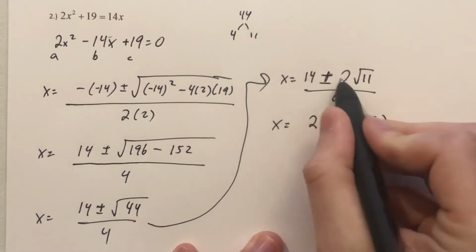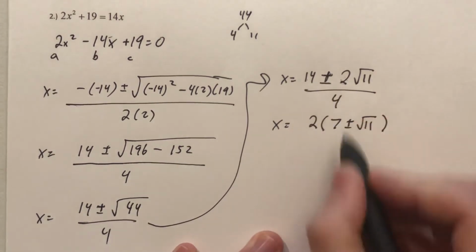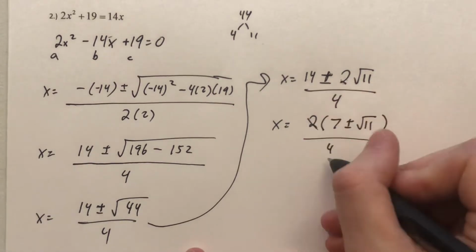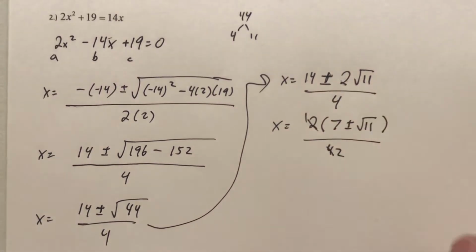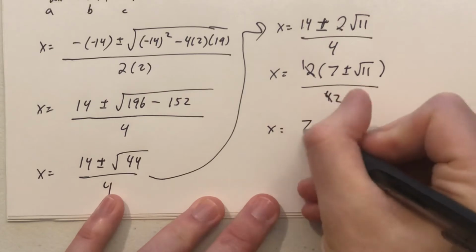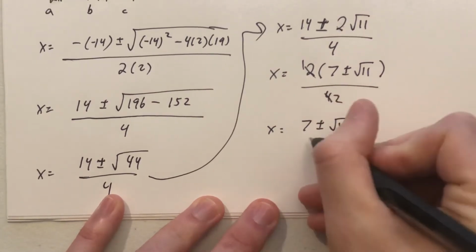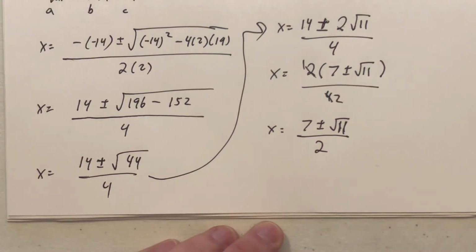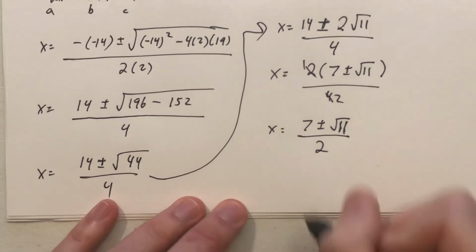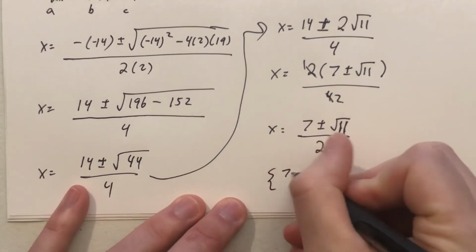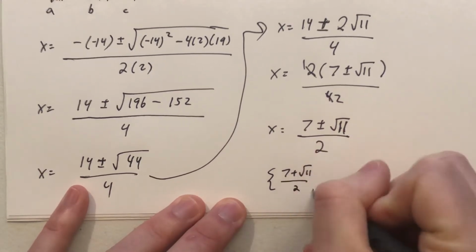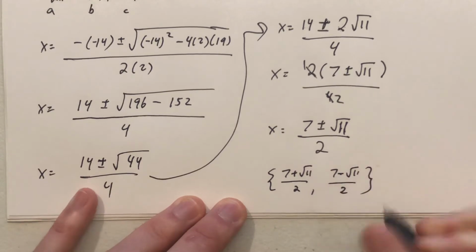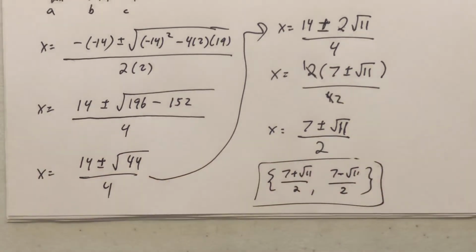If we factor that 2 out of both those coefficients there, that 2 now can cancel with that 4 to a 1 and a 2. Giving us a more reduced final answer of 7 plus or minus root 11, and a denominator only being a 2 down there. Giving us 7 plus root 11 over 2, and 7 minus root 11 over 2 for our final answer.